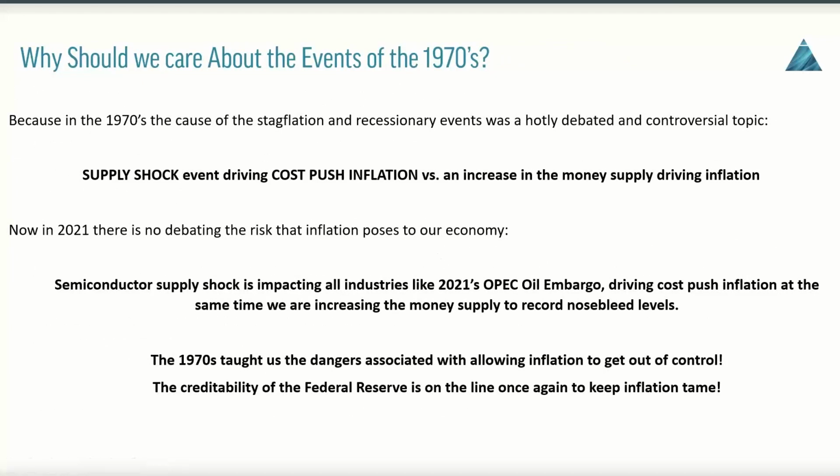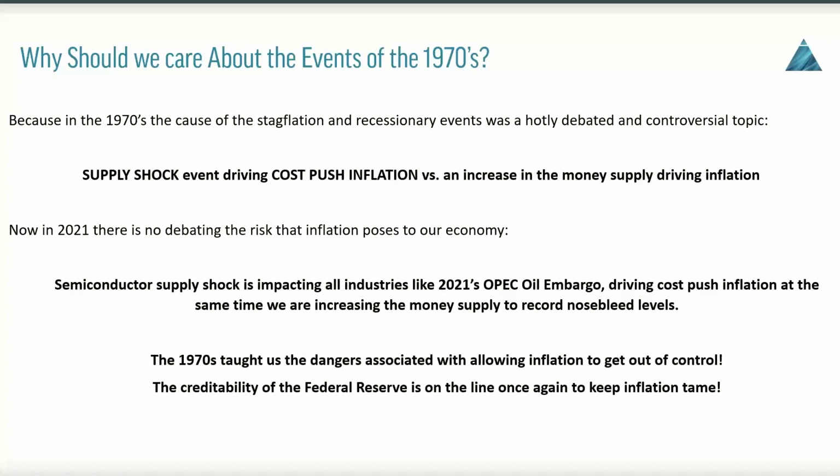So this all leads to the question, right? Why should we care about the events of the 1970s? The idea here is that in the 1970s, the cause of that stagflation, those recessionary events, was a hotly debated topic and it was controversial. So you had one camp saying it was a supply shock event. The OPEC oil embargo was literally driving cost push inflation, versus the other camp that was saying, well, we've also got an increase in the money supply driving inflation.